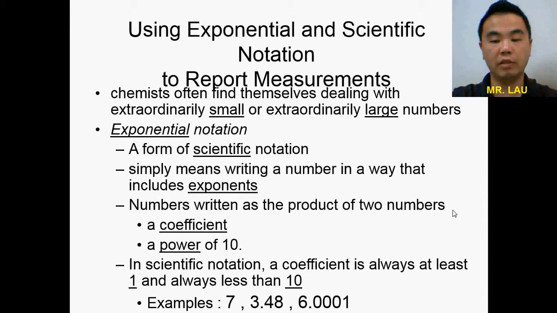In scientific notation, a coefficient is always going to be a number that's at least 1, but always less than 10. For example, 7, 3.48, 6.0001 are all ideal coefficients because they're all larger than 1, but less than 10. A number like 22.7 would not be an ideal coefficient because it exceeds 10.